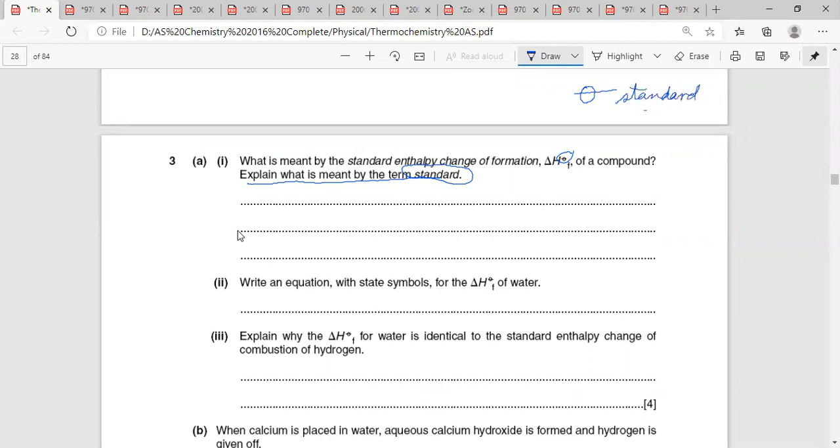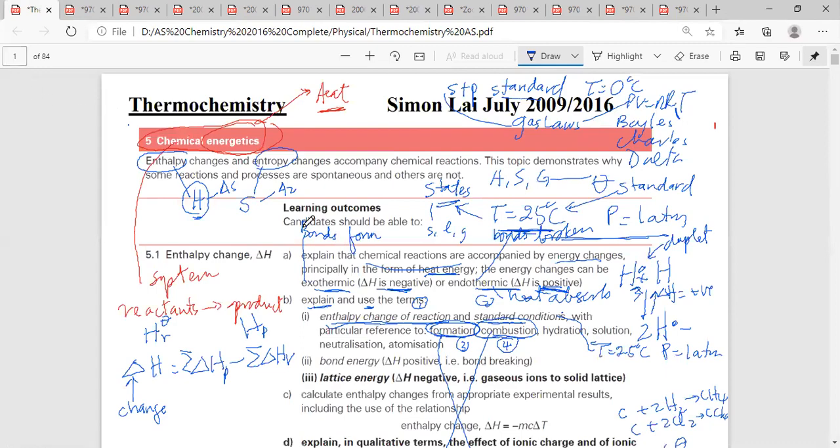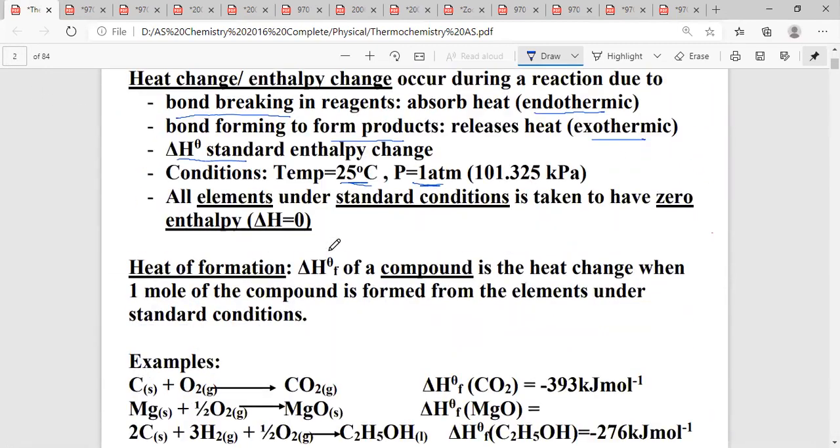Now let's go further to look at all the definitions and see how we can apply them. Now here you can see in my notes, this is something you have to remember very clearly from the beginning. In chemistry, there are elements and there are what? Compounds.